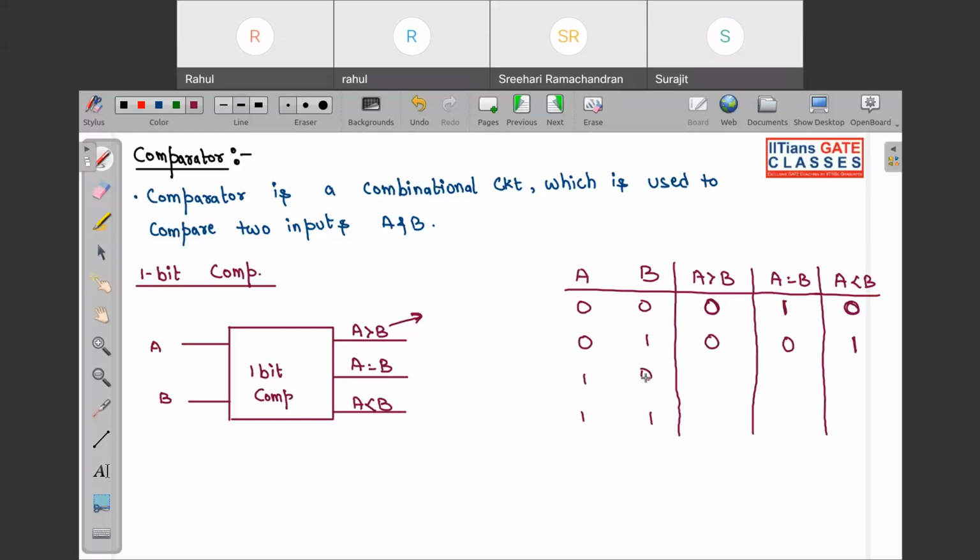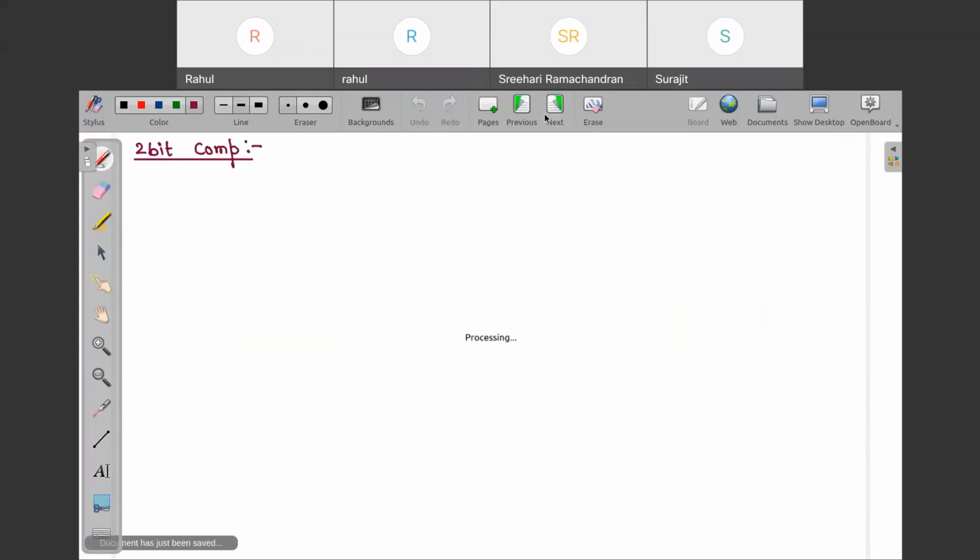Here A is 1, B is 0, so A is greater than B. In this case, A is equal to B, so the remaining are 0. Now if I want to write the Boolean expression for this one, A greater than B is A B bar, A equal to B is A XNOR B, and A less than B is A bar B. So this for a single bit is very easy, so this might not be asked.